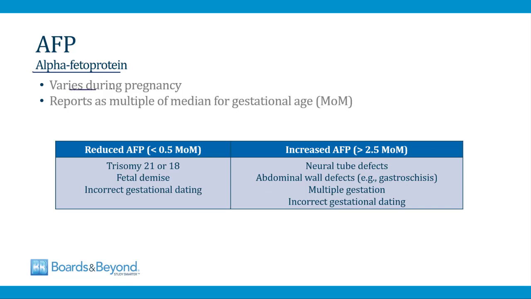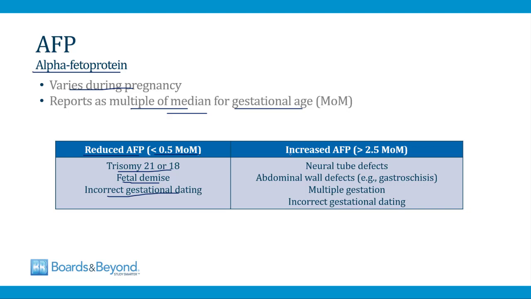The level varies during pregnancy, but if the level is high or low, that can suggest certain problems with the baby. When you measure a mother's AFP level, it's reported as a multiple of the median for gestational age. So a woman whose measurement is exactly equal to the median for the gestational age of her pregnancy would have a result of 1. Reduced AFP levels, less than 0.5 multiples of the median, are seen in trisomies 21 and 18. This can also be seen if there's fetal demise or if there's incorrect gestational dating.